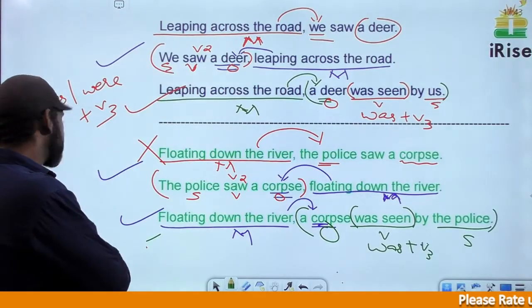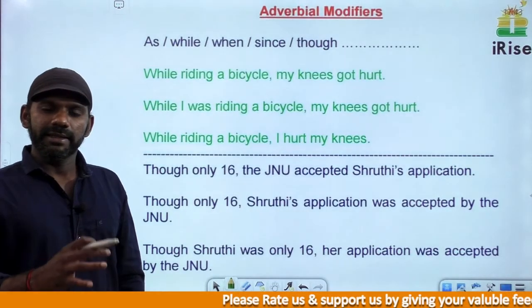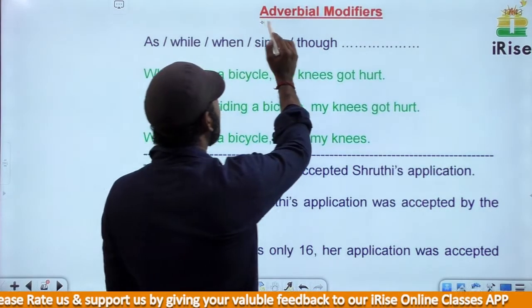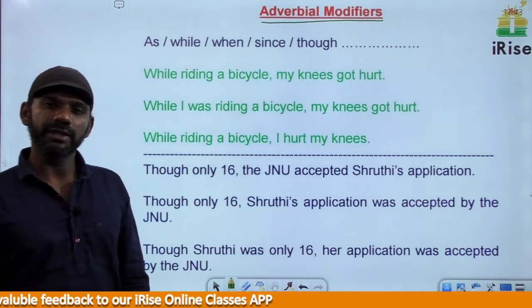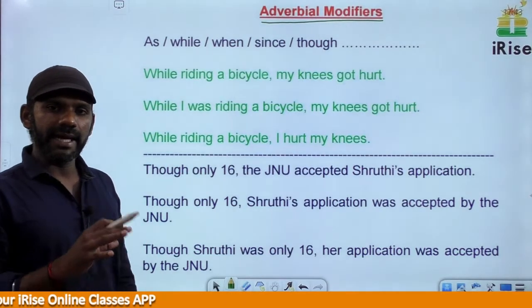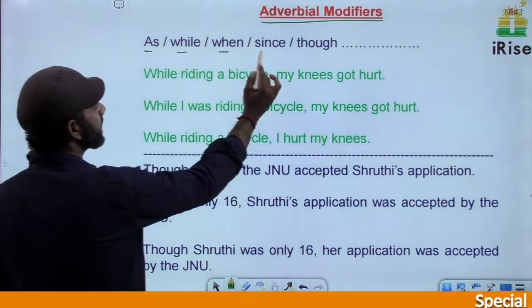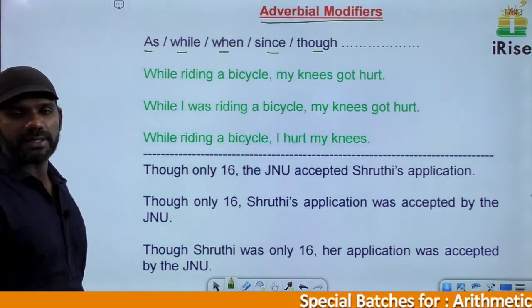Now, every topic has a set of exceptions. In the case of modifiers, there is an exception with adverbial modifiers. Adverbial modifiers have an exception. And the adverbial modifiers in English are as, while, when, since, though, etc. These are the adverbial modifiers in English.